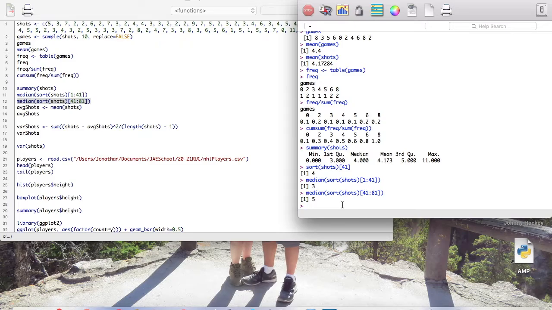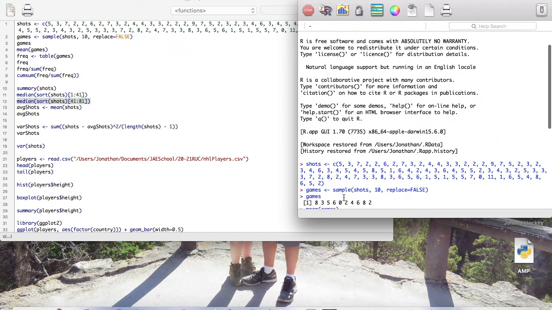Okay, so we could also go and look at what's called the variance. So we know from this that Ovechkin was getting just about 4.17 shots per game. But we see that there's a sizable bit of variation here. There's one game where he had 0 shots. There's another one where he had 11.